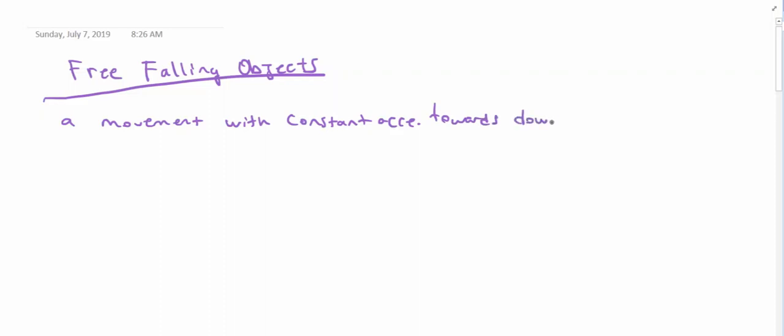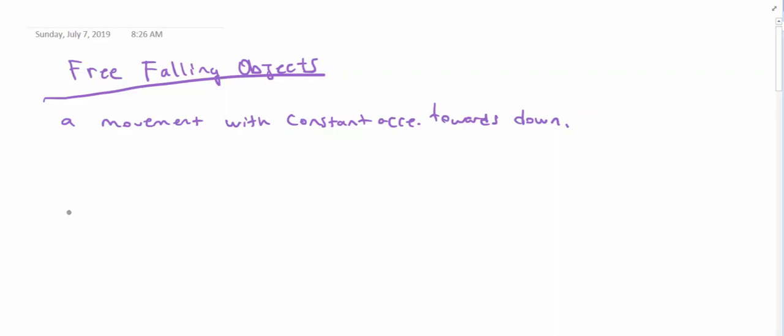Free-falling means a movement with constant acceleration towards down. Before modern science, people thought that the heavier the object was, the faster it fell. In the 14th century, with Galileo's attentive observations, it was proven that, without considering an object's mass, they travel with the same acceleration downwards. Ignoring external effects, objects that are close to the surface accelerate at the same rate.